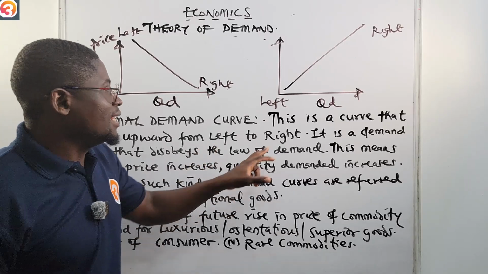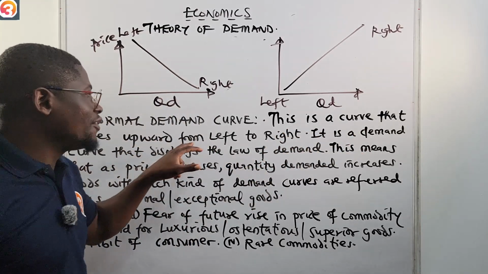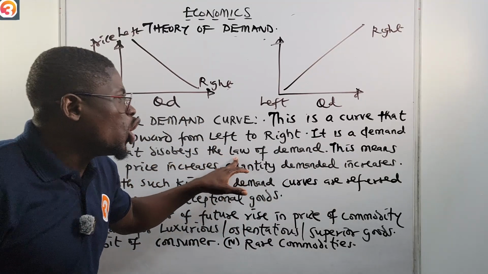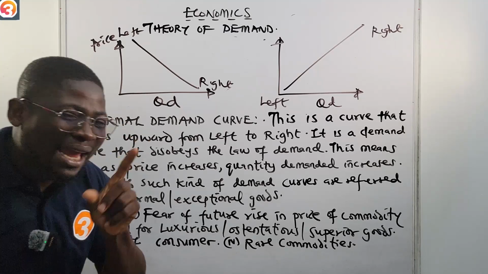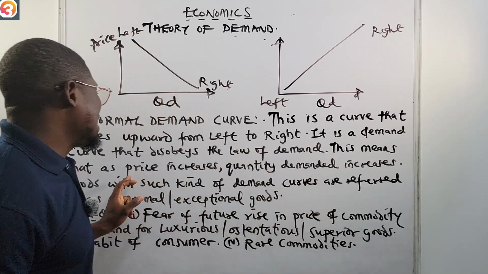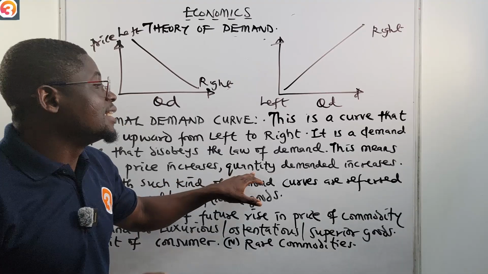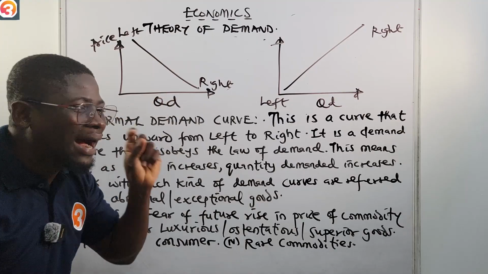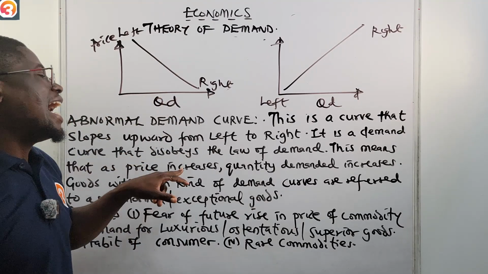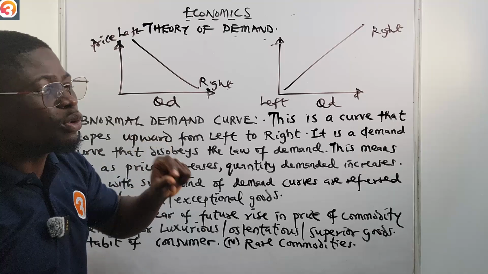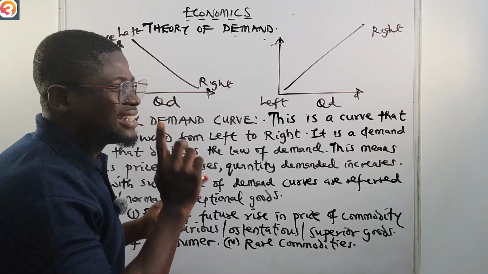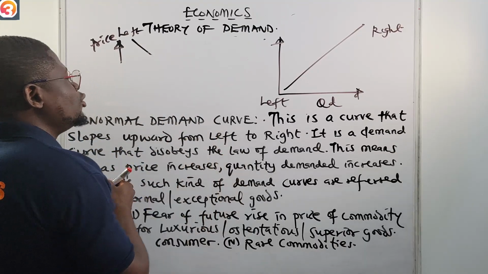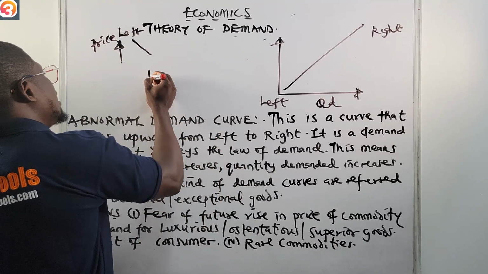It's abnormal. All right, this is a curve that slopes upward from left to right. As you can see, it is a demand curve that disobeys the law of demand. This means that as price is increasing, quantity demanded will increase. It will not decrease. That's why we call it an abnormal demand curve. We say goods that have such kind of demand curves are referred to as abnormal goods, or we call them exceptional goods. Goods that have this kind of abnormal demand curve, we call them exceptional goods.